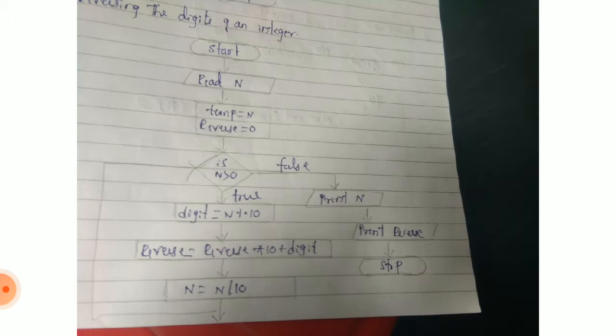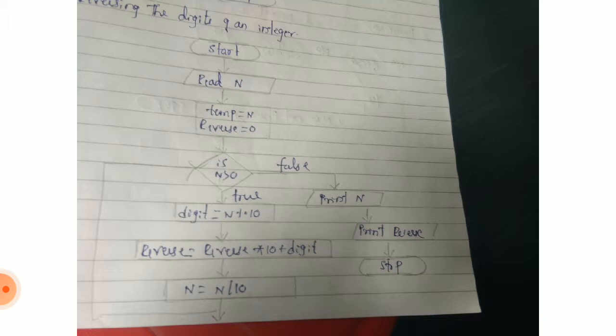After that, is n greater than 0? If the given number is greater than 0, if it is true, then digit is equal to n mod 10. Based on the condition, if the condition is true, it executes these three parts: digit is equal to n mod 10, reverse is equal to reverse into 10 plus digit, n is equal to n slash 10. All these statements have to be put into different rectangles or different symbols. Don't write all the statements in one figure, which means all the statements are executing differently.